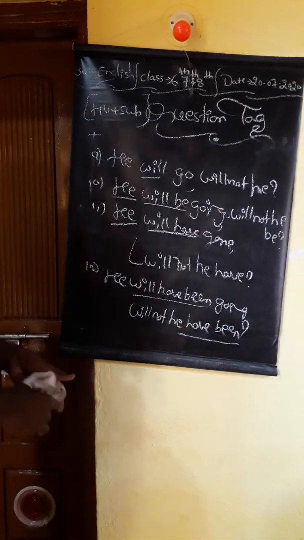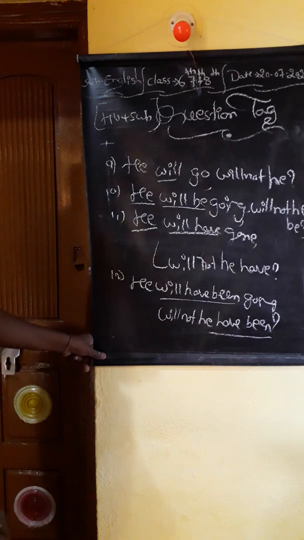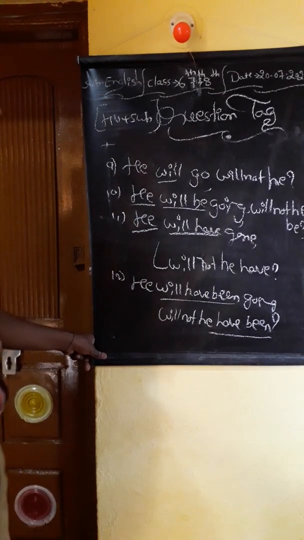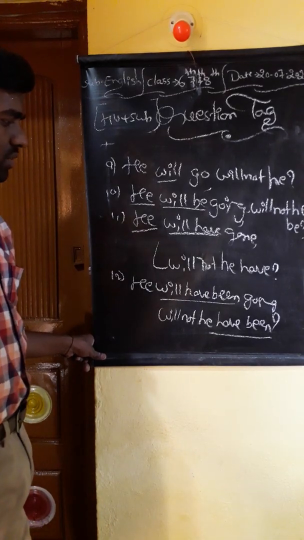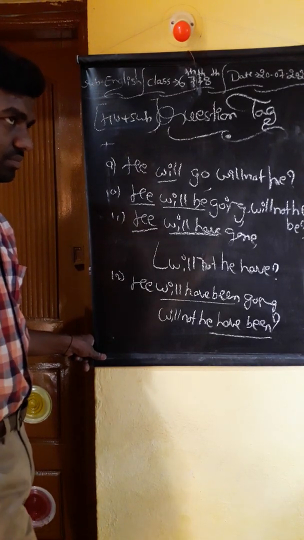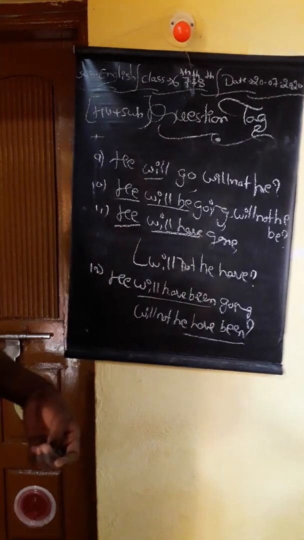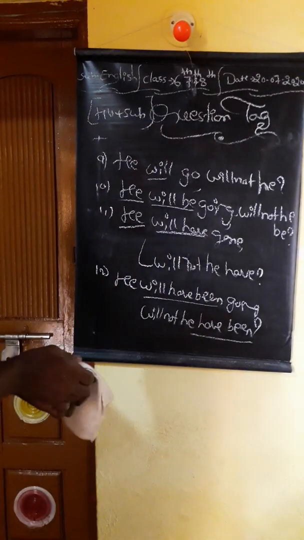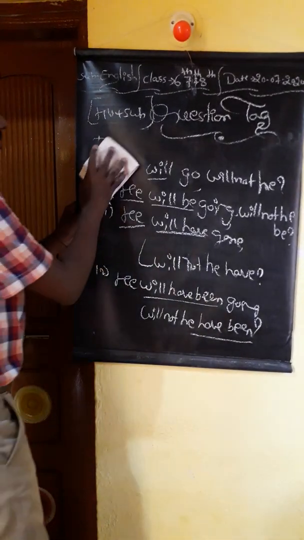Okay. So, he will go. Will not he? He will be going. Will not he be? He will have gone. Will not he have? He will have been going. Will not he have been going? So I hope students now you got clear with the things.